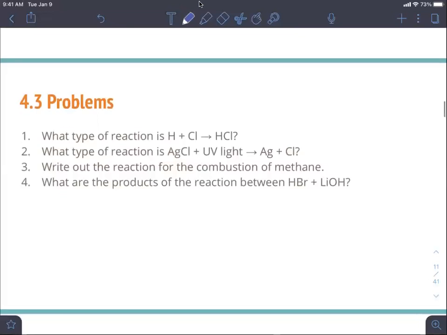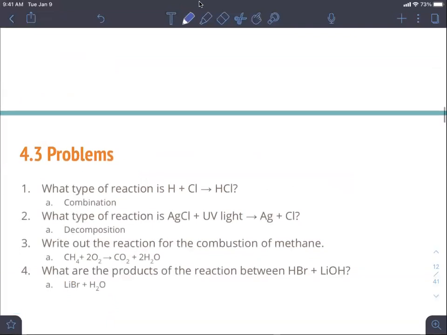Okay, so let's just go over it. So the formation of hydrochloric acid is a combination reaction. The decomposition of silver chloride is a decomposition reaction, and it actually involves UV light. So if you expose a solution of silver chloride to sunlight, it will dissociate into silver crystals and chlorine.